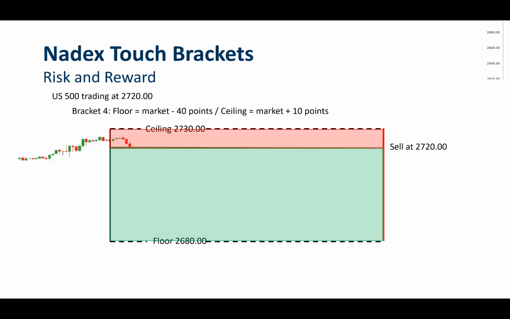Our profit potential is where we sell to the floor. In this case, it would be $27.20 to $26.80, which is 40 points. Again, these are the maximum level. Within these boundaries, there's plenty of flexibility to manage your trades.